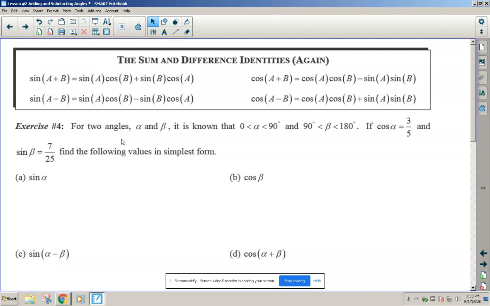Now let's take a look at this guy. Again, it looks scary. Breathe. We have 4 formulas. We're going to plug into different things, but let's go slow. First, for angle alpha, if I'm between 0 and 90, then that means alpha is in quadrant 1. So let's draw a little graph. Here's my x, here's my y, and here is angle alpha.